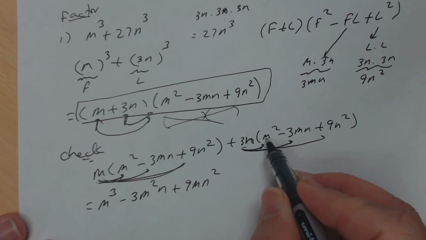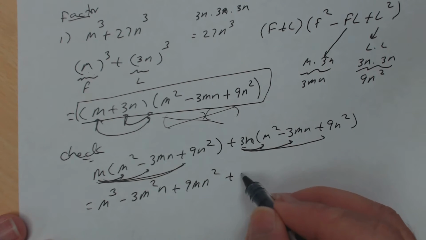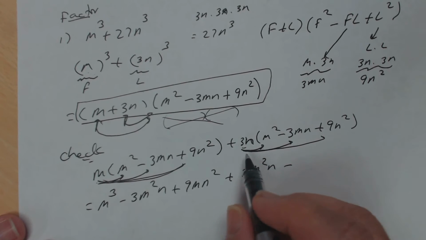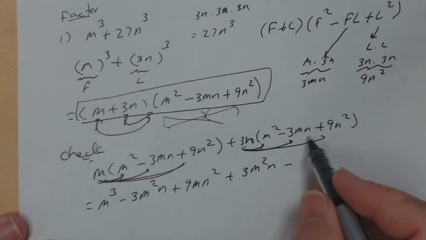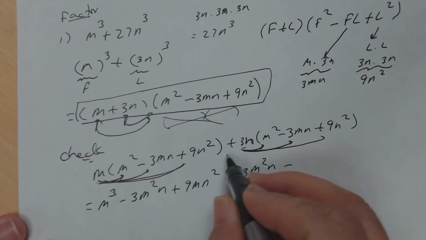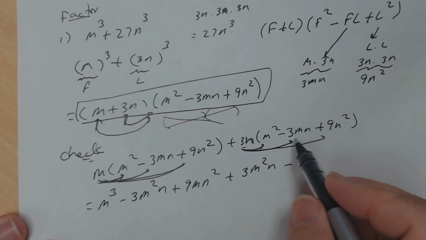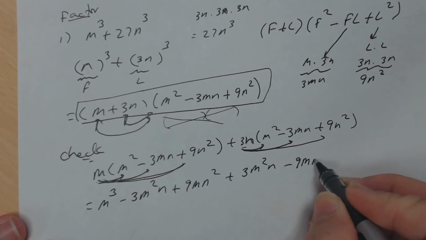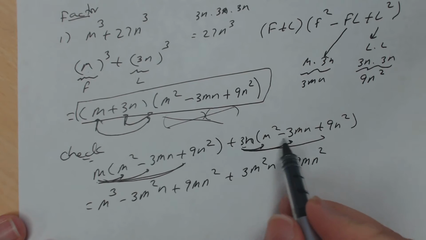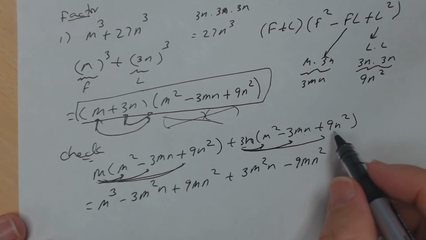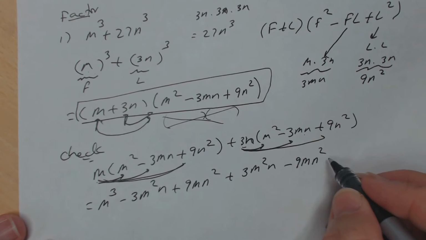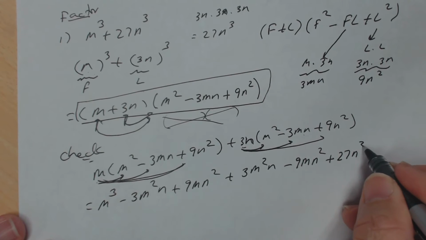So 3n times m squared is 3m squared n. I just put the letters in alphabetical order. Minus 3m times a negative 3mn is, that's 3n, sorry. 3n times a negative 3mn is a negative 9mn squared, because n times n is n squared. And then a positive 3n times a positive 9n squared is a positive 27n cubed.